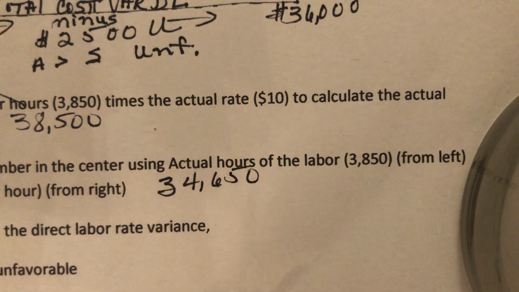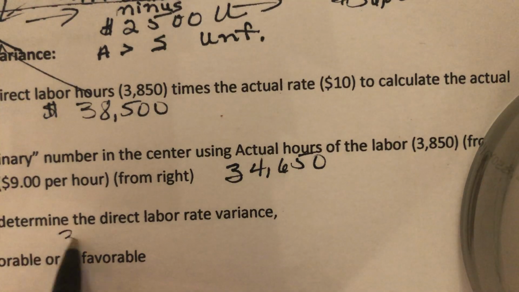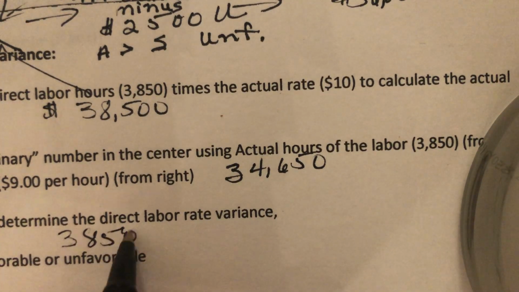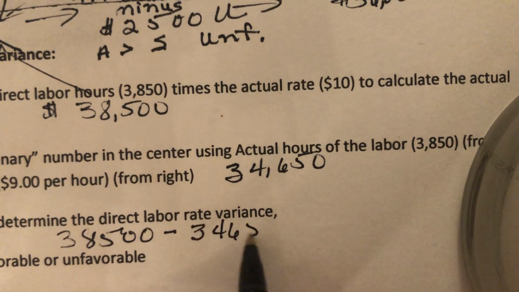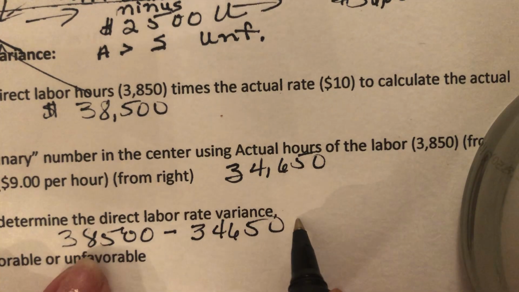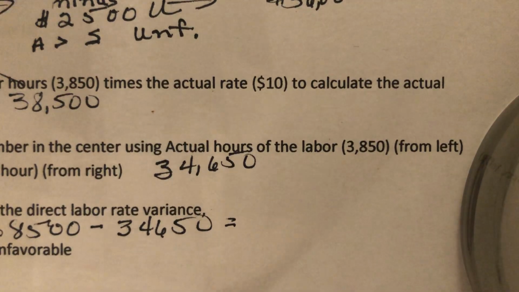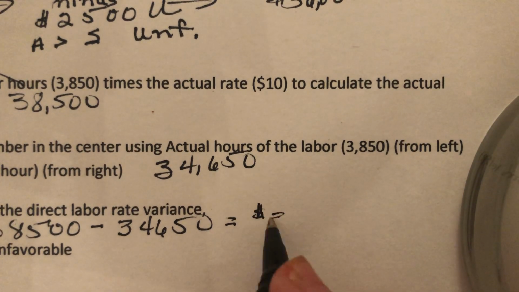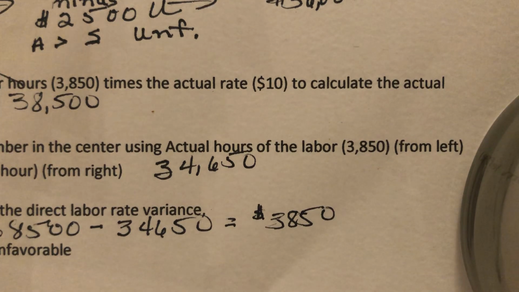$34,650 is your imaginary number. You want to subtract $38,500 minus $34,650. And that's going to give you a difference of $3,850. And we want to decide if it's favorable or unfavorable.